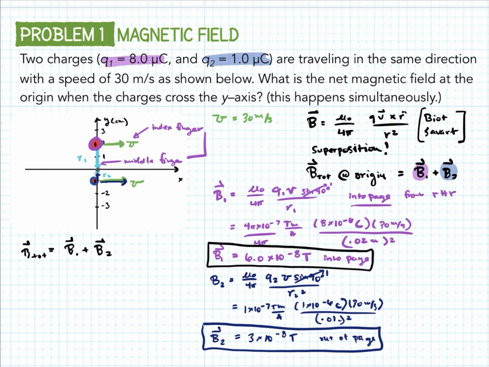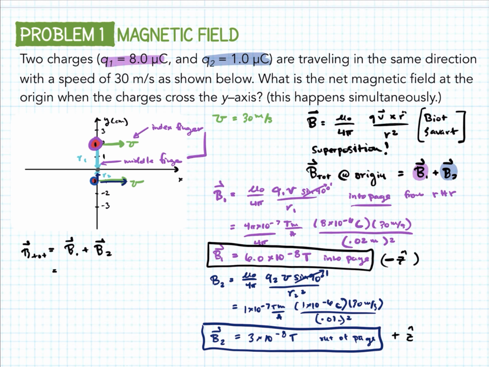So which one of these is going to be bigger? Well, 6 times 10 to the negative 8th Tesla into the page is bigger, so we expect our final answer to be into the page. That one's going to win. So we could call this one, if you wanted to be more formal, negative z hat. You can call this one positive z hat.